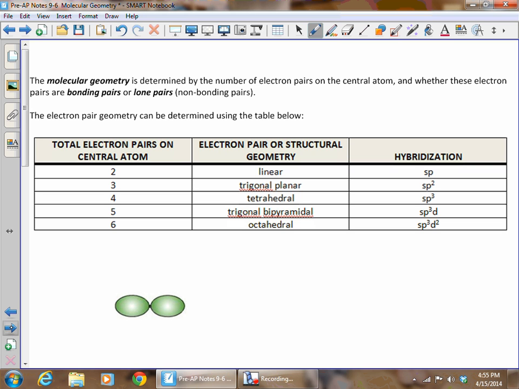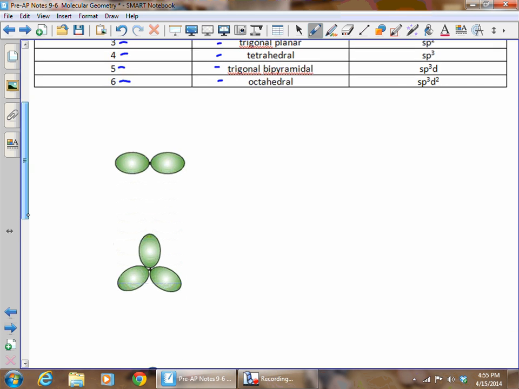There's only 5 of them. 5 different types of geometries: linear, trigonal planar, tetrahedral, trigonal bipyramidal, and octahedral. And these shapes are formed depending on the number of electron pairs around the central atom. So we have a possibility of 2, 3, 4, 5, or 6, and those correspond to these different geometries. So let's look at these examples down here now.